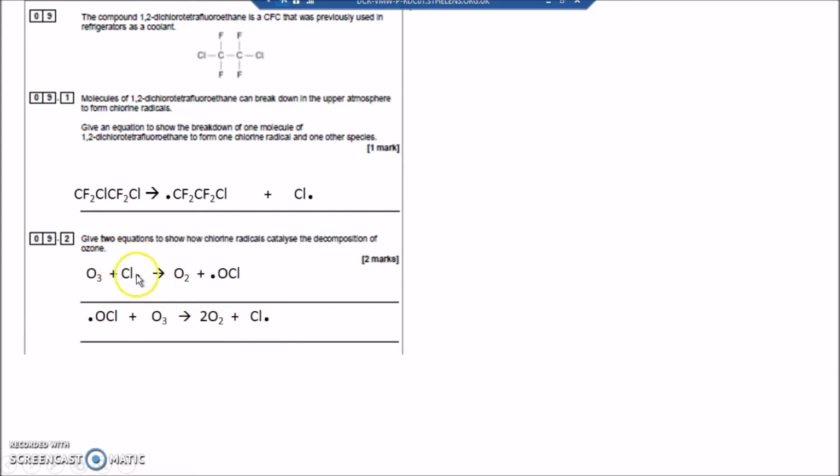It's a catalyst, and no wonder then that by making a small number of chlorine radicals in the upper atmosphere, it carries on reacting. This is called a chain reaction, where the Cl dot carries on reacting again with more and more and more ozone, and produces a huge hole in the ozone layer, turns lots of ozone into O2, just from a small amount of chlorine radicals from the use of CFCs.